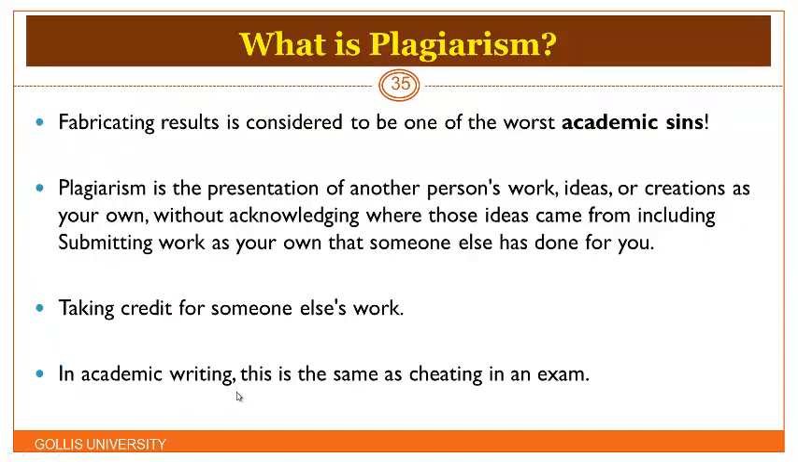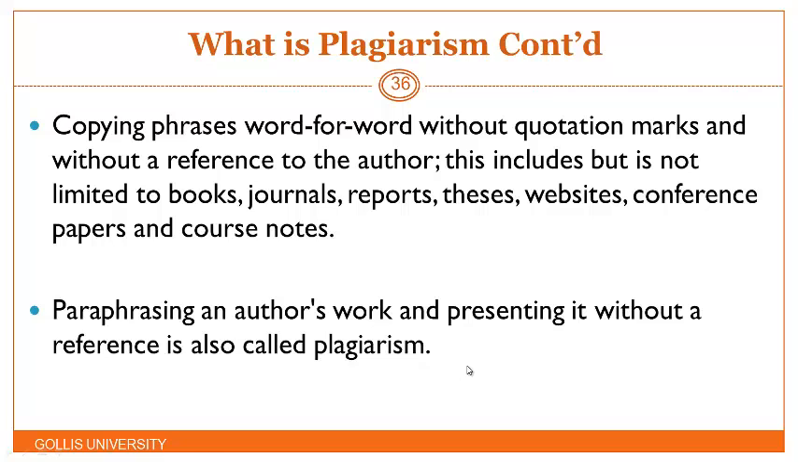So remember, why do we do citation and referencing? It is to avoid plagiarism. So what is plagiarism? Plagiarism is considered to be one of the worst academic sins. Plagiarism is the presentation of another person's work, ideas, or creation as your own, without acknowledging where those ideas came from, including submitting work as your own that someone else has done for you. So plagiarism simply means taking credit for someone else's work. You take another person's work and use it without acknowledging where you got it from. In academic writing, this is the same as cheating, and it is not allowed, okay?